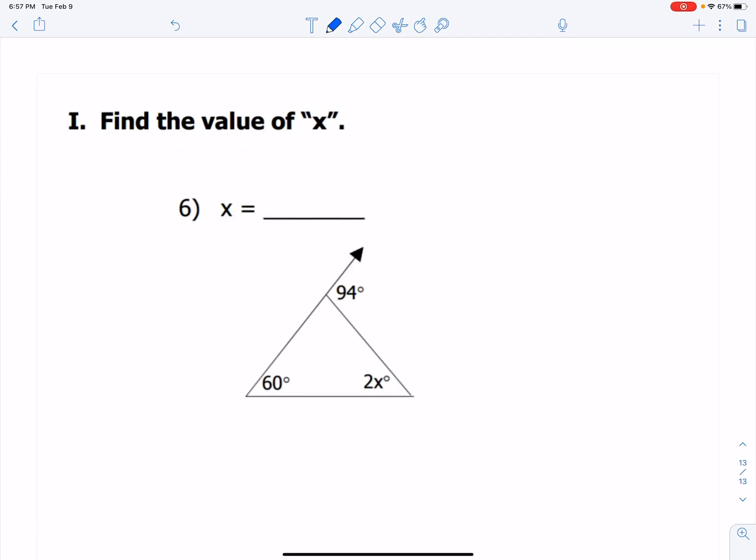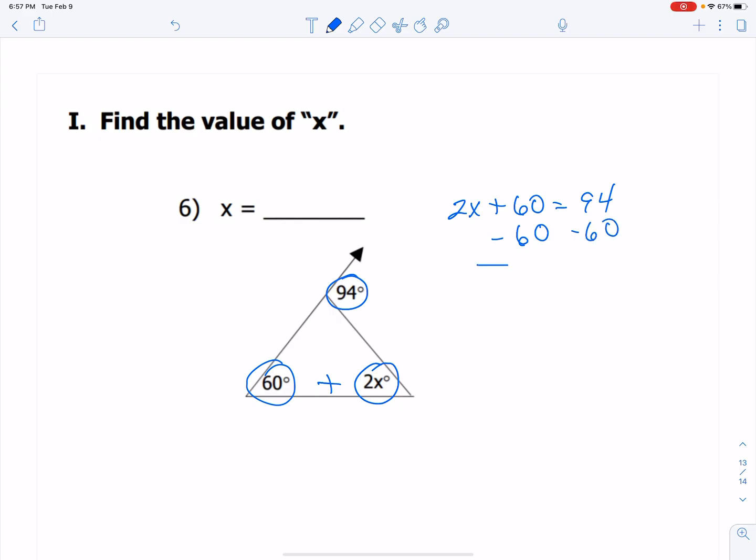Now sometimes you end up with some algebra with these. Okay, but we do know still that this 60 and this 2x, when I add them together, are going to equal this 94. So we just write the equation: 2x plus 60 equals 94. We subtract 60 from both sides, and we end up with 2x is equal to 34. Okay, you divide by 2, and you end up with x is equal to 17. So x is 17, and this one doesn't need a degree symbol because it's not an actual angle.